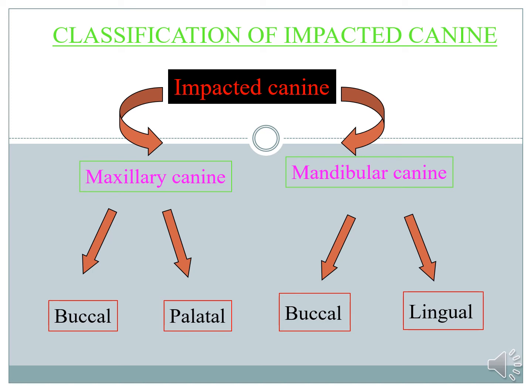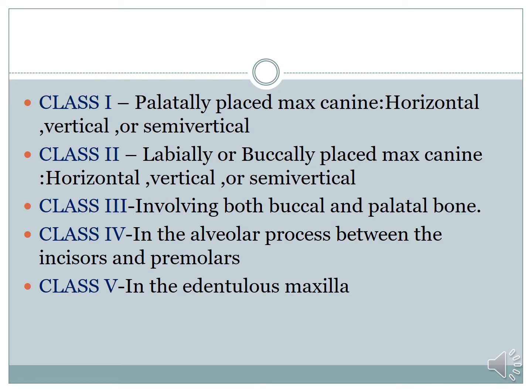The classification of impacted canine: it can be maxillary or mandibular. They can be either buccally placed or palatally placed for maxillary canine, or they can be buccally placed or lingually placed for mandibular canine. There are 5 classes, depending upon the position. Class 1 is palatally placed maxillary canine. It can be horizontal, vertical or semi-vertical.